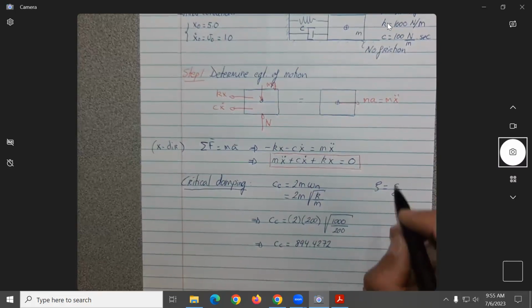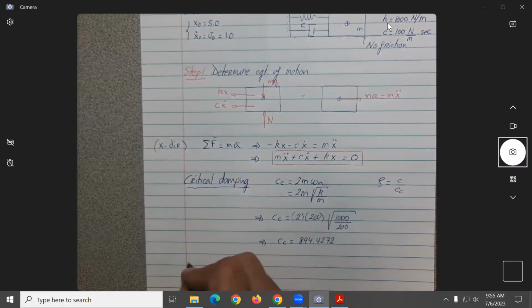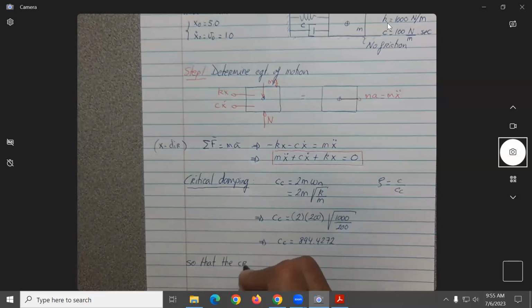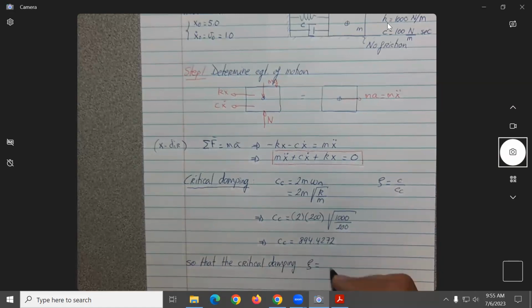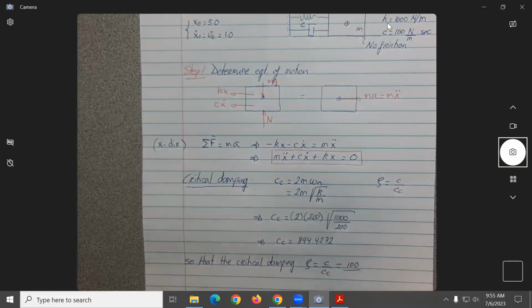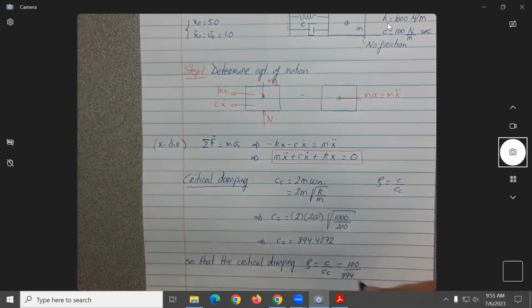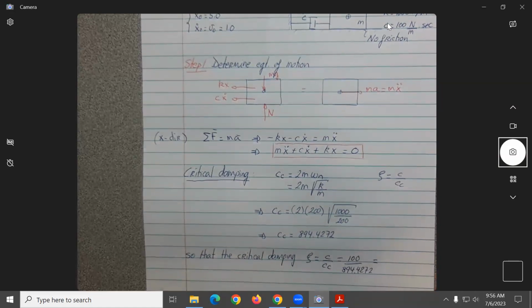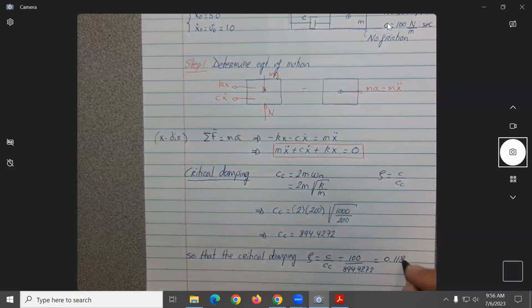So why did we do all this stuff? So that we can go now to this equation. So that the damping ratio, zeta, which is equal to C over C critical, will be equal to what? 100 divided by 894.4272, which would be equal to what? 0.118.